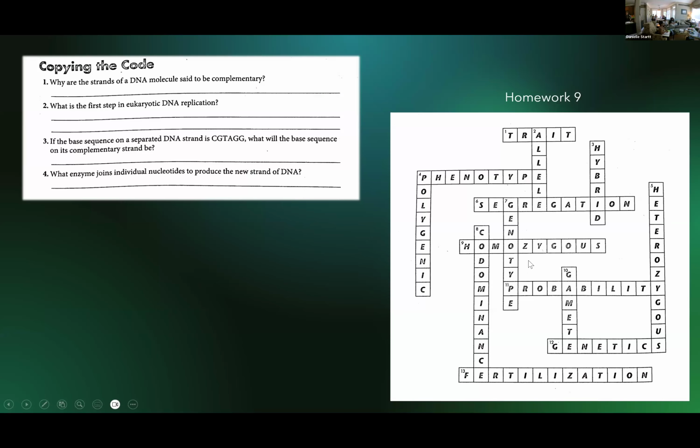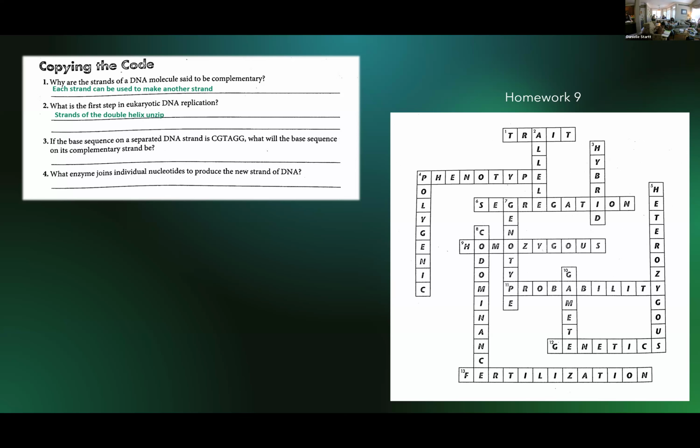She's great, man. All right, so why are strands of a DNA molecule said to be complementary? Barrett. No? Lucas? Each strand can be used to make the other strand. Perfect. What is the first step in eukaryotic DNA replication? Kenna. The DNA molecule separates into two strands. Yeah, it's got to unzip.